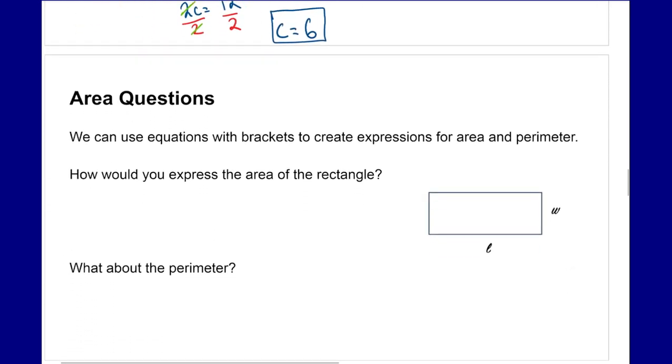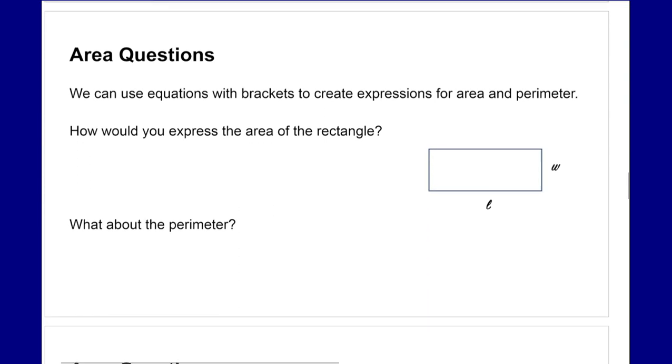Now that we're multiplying, we're going to look at some area questions that come into play because area deals with multiplication. So we might see some brackets when we're dealing with area problems and equations. So just in general, how would you express the area of a rectangle? Well, the area of a rectangle is length times width.